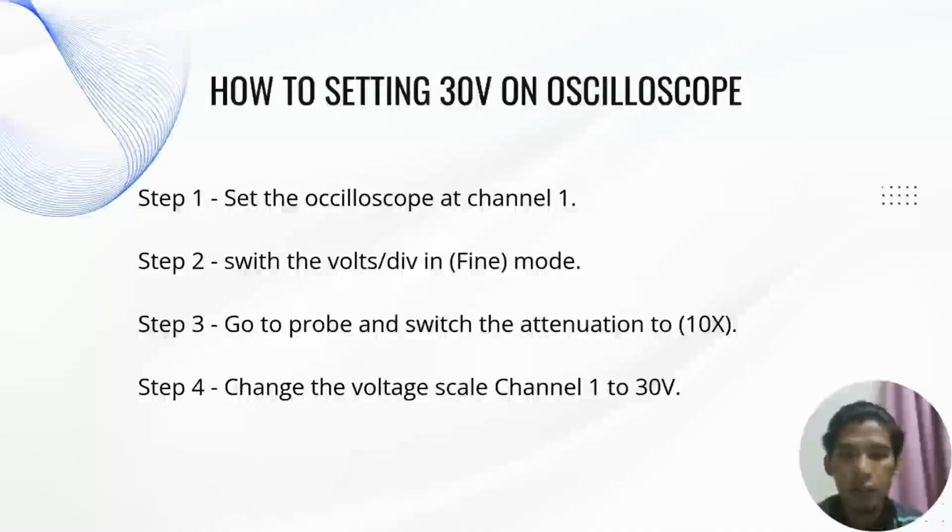How to set 30 volts on the oscilloscope. Step 1, set the oscilloscope to channel 1. Step 2, switch the volts to fine mode. Step 3, go to probe and switch the attenuation to 10. Step 4, change the voltage scale of channel 1 to 30 volts.